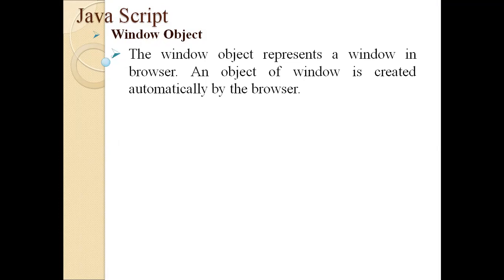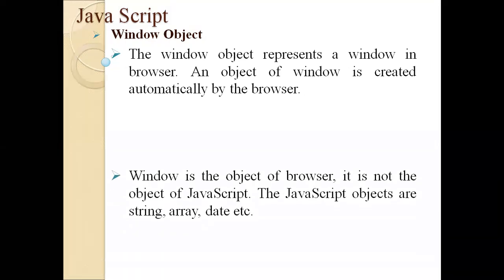Previously we have used writeln, right? Those are the methods which can be used along with the document object. Similarly, with the window object also, we have some methods which can be used. With the usage of those methods along with the window object, a window will be automatically created over the browser, right? So let us see the different methods that can be used along with the window object.